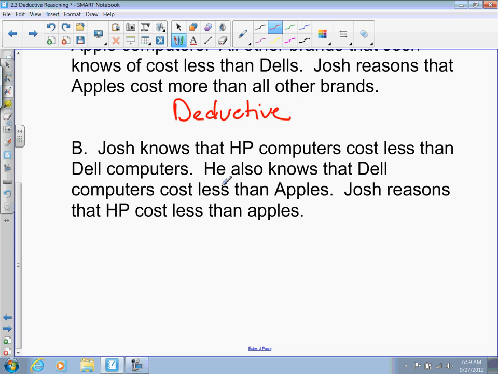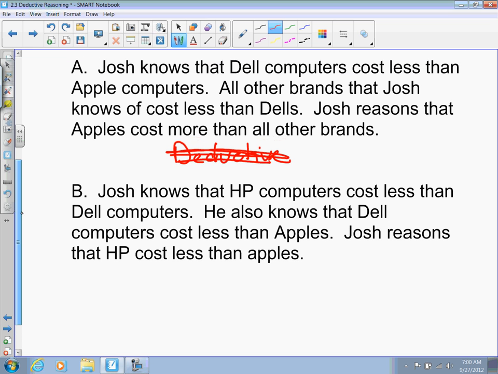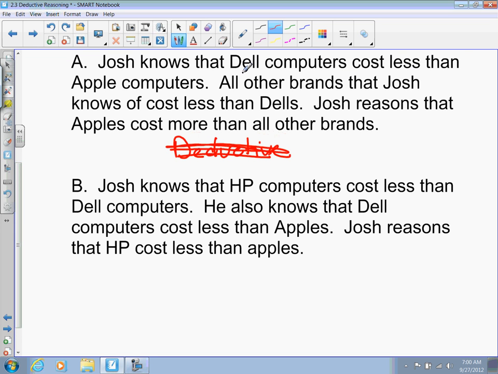So let me slow my thought process down. I'll get rid of this, okay? It's all right to make mistakes, but hopefully you catch yourself, and that's the goal. So let's look at this a little bit more. Josh knows that Dell computers cost less than Apple computers. All other brands that Josh knows of cost less than Dell's. Josh reasons that Apple's cost more than all other brands. I think the key here is all other computer brands that Josh knows of.